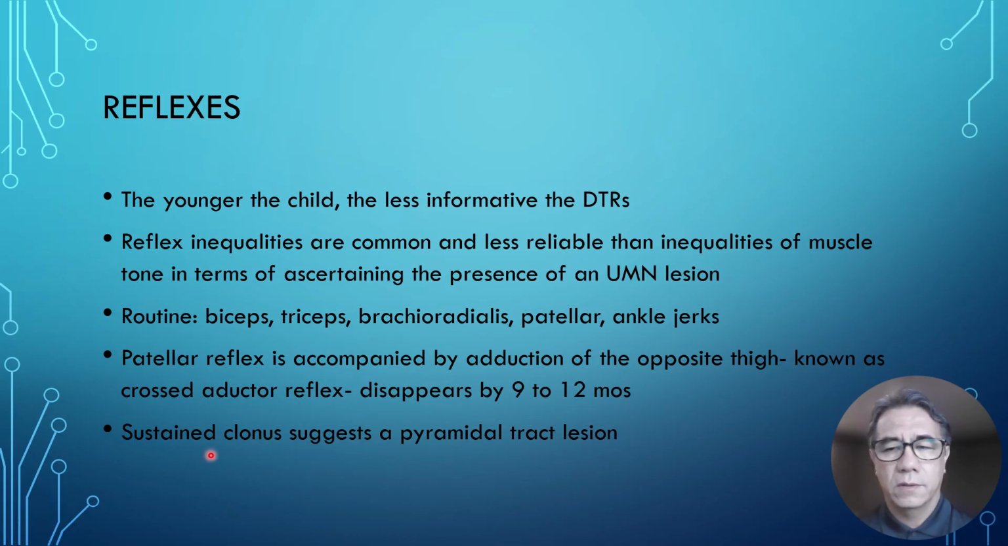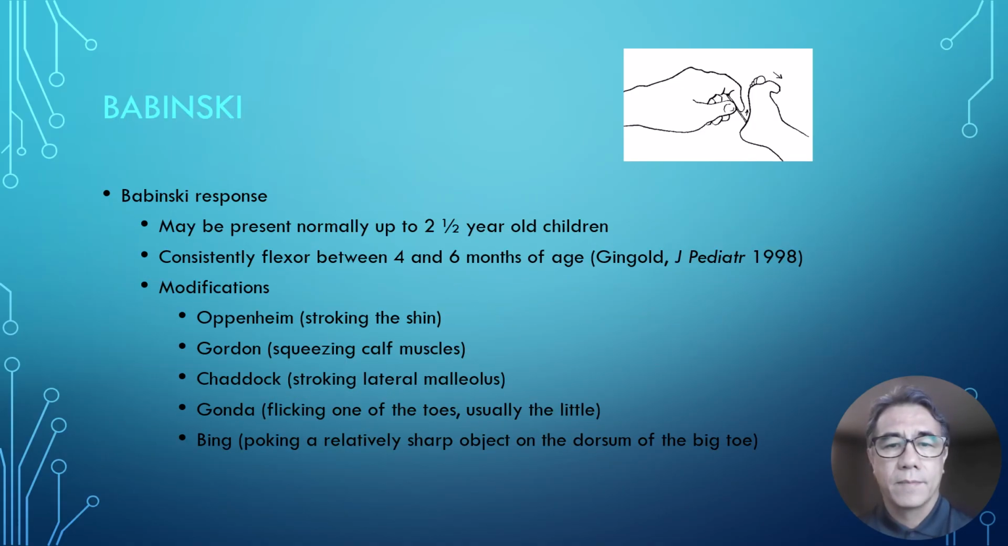Sustained ankle clonus is usually a bad sign and part of upper motor neuron lesion or pyramidal tract lesion. Babinski is not very helpful, especially in a very young child. More reliably obtained and clinically more significant in older patients.